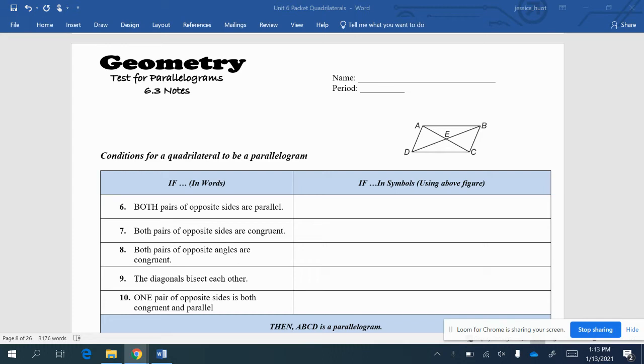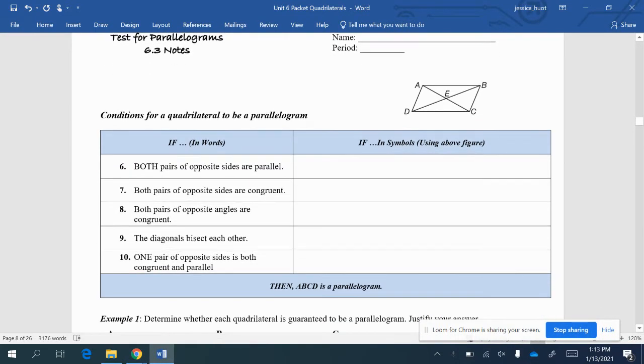6.3 test for parallelograms. In 6.2 we learned the attributes of a parallelogram, and here we are learning to see if a figure is a parallelogram. So for conditions for a quadrilateral to be a parallelogram, both pairs of opposite sides are parallel. So we have to know that segment AD is parallel to segment BC.